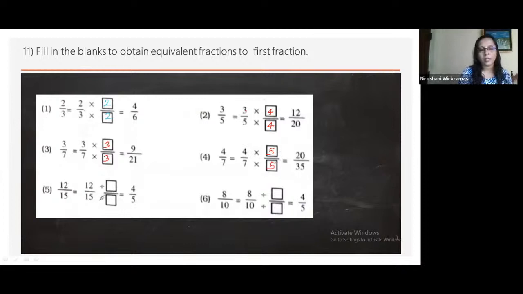Now divide. This is divide by 3, 5. This is also divide by 3, 4. This is divide by, here you can see 5. Then divide by 2. Then this is also divide by 2.